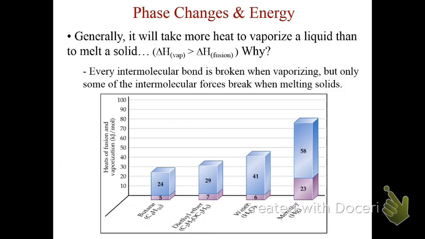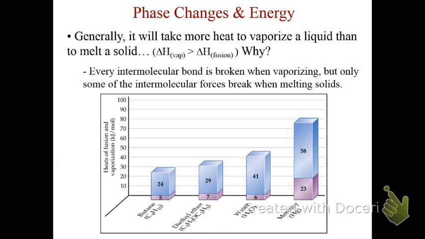But once we go all the way to a gas phase or to vaporization, now we're basically freeing all of those molecules. When we free those molecules, that means all of them have to be able to go their own separate way. So we have to be able to break all of those intermolecular bonds. And this is what you're seeing in the diagram given here at the bottom of the slide.